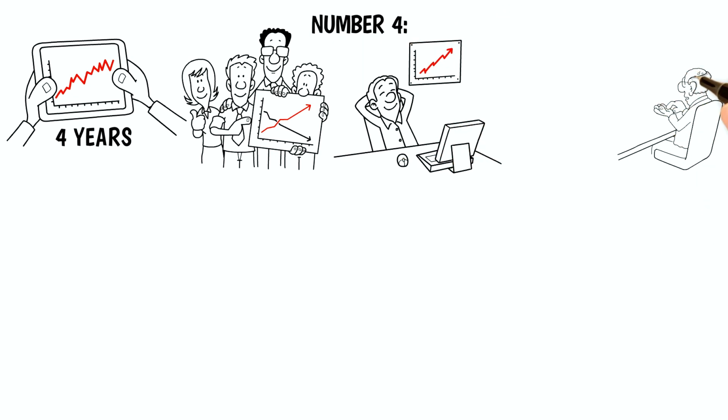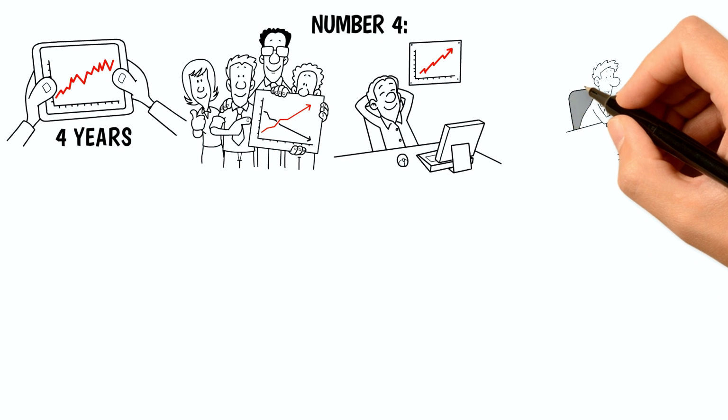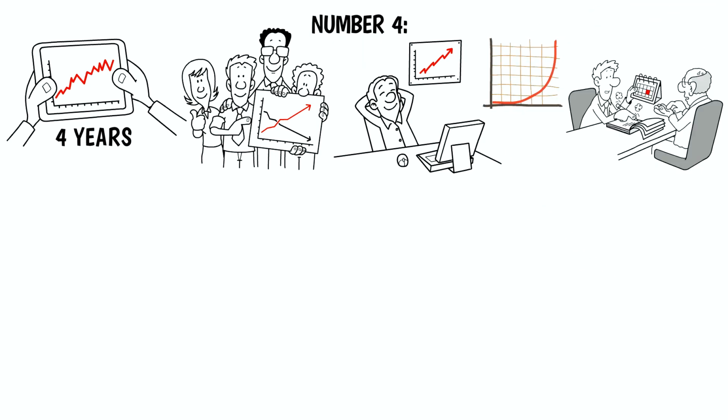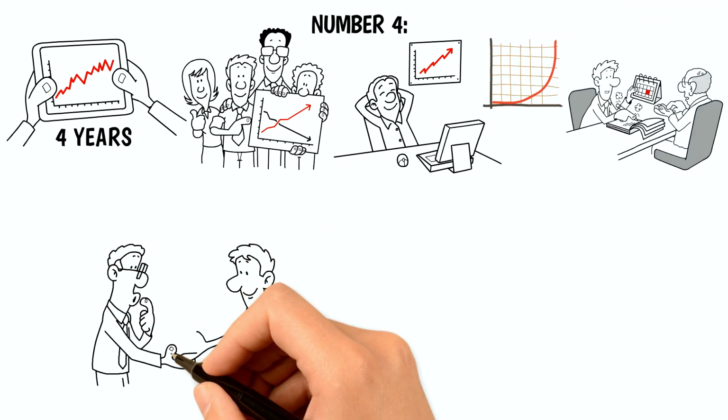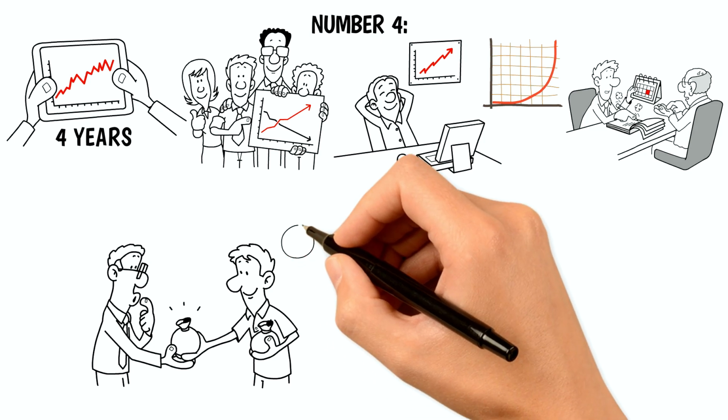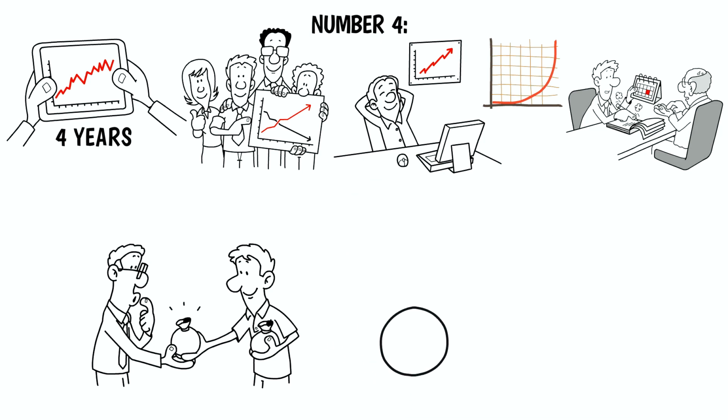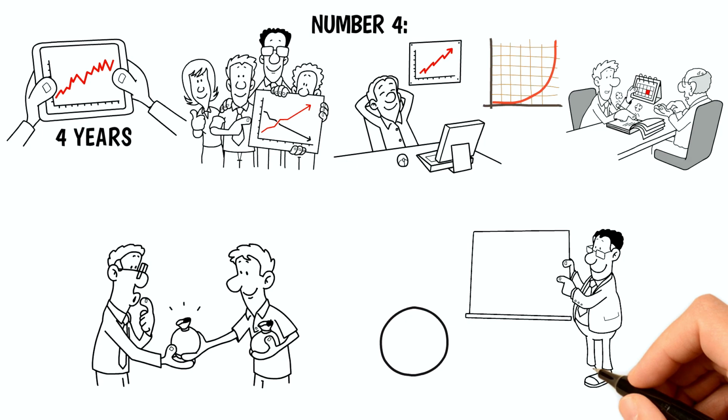More importantly, a 4-year time frame gives compounding enough time to truly work its magic. Compounding refers to earning interest on your interest, meaning your returns snowball over time. The longer you stay invested, the greater the impact of compounding becomes.